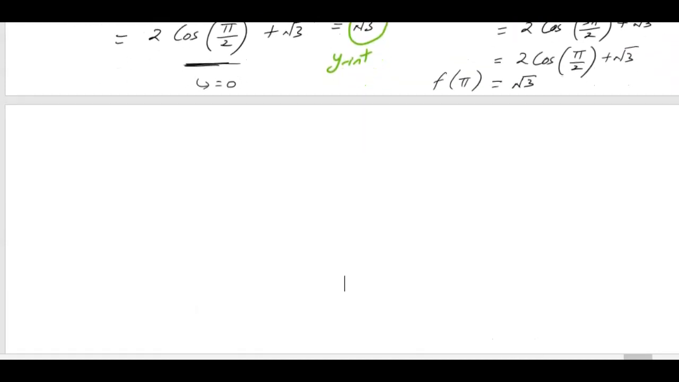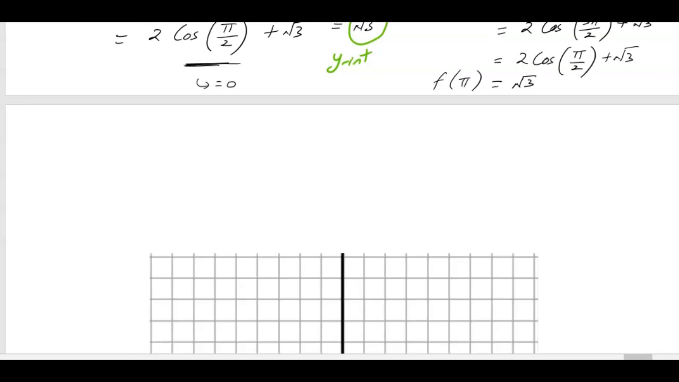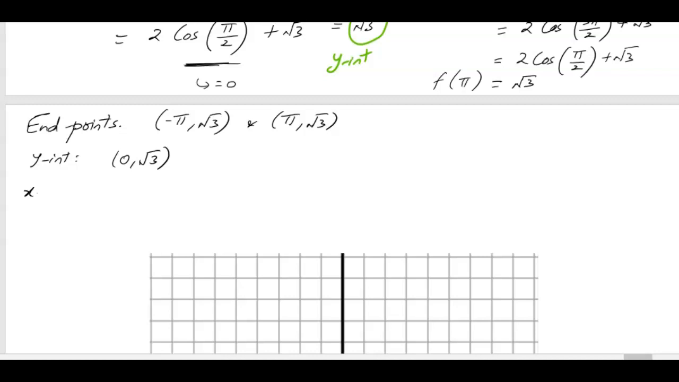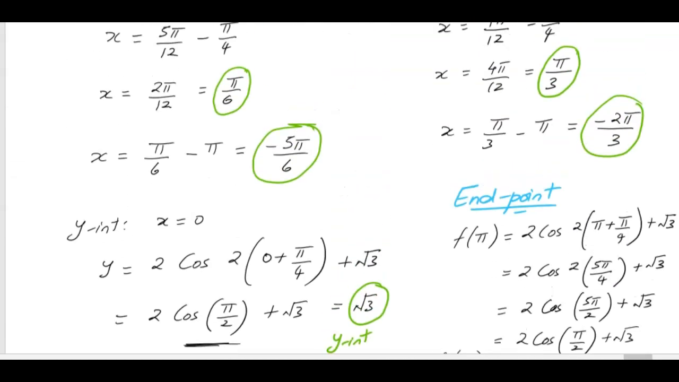Right, so we have so far the endpoints as minus pi square root 3 and pi square root 3. The y-intercept of this particular graph is going to be 0, square root 3. We've got 4 x-intercepts, and we like to write them in ascending order.